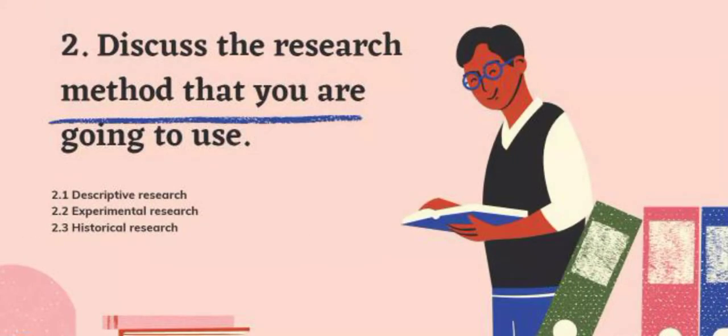Tip number 2, discuss the research method that you are going to use. So what are the basic types of research methods? We have descriptive research. It answers the question, what is? And then experimental research, what will be? So the result of the experiment. And then historical research, what was? So those are the basic types of research method.